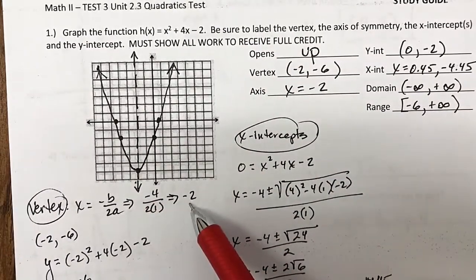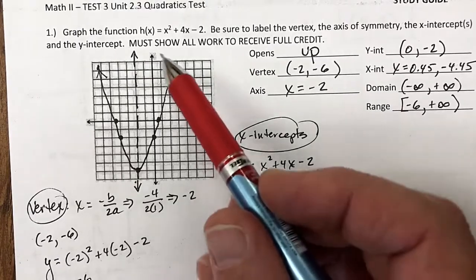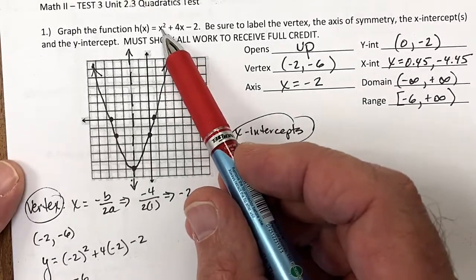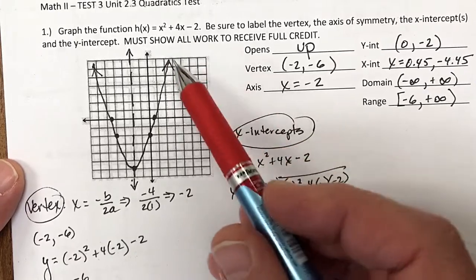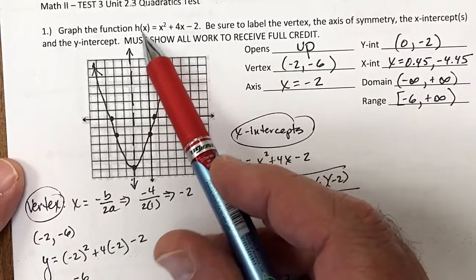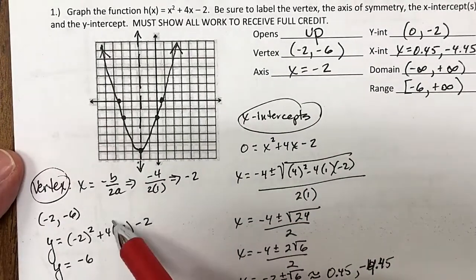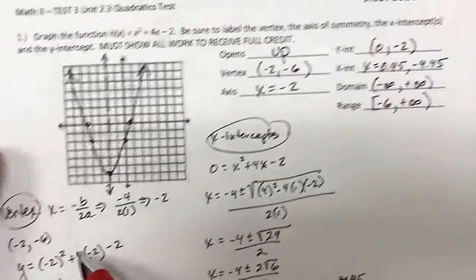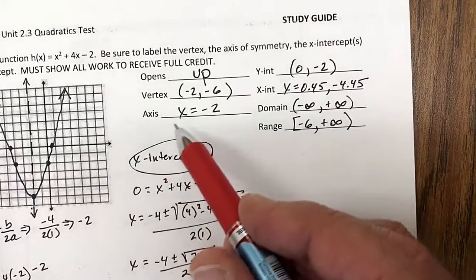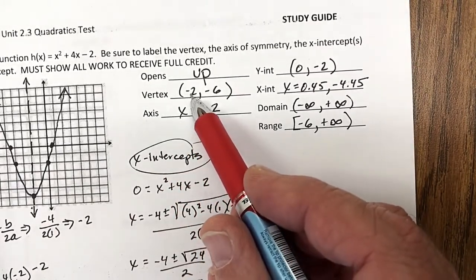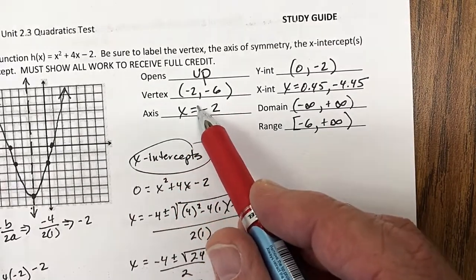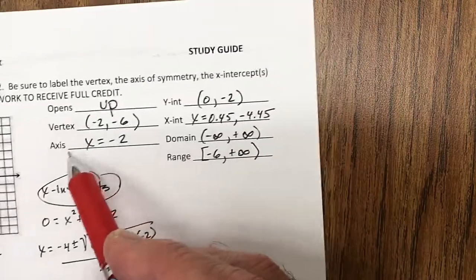And then once you get that x value, you go back and plug it in wherever there is an x. On the left side, this says h of x, but it stands for the y value. It turns out when you plug it in here and here, the y value then is negative 6. The axis always goes through the x value of the vertex, so it's x equals negative 2.